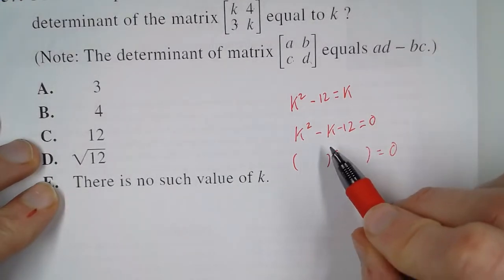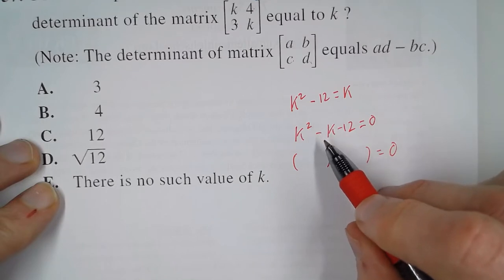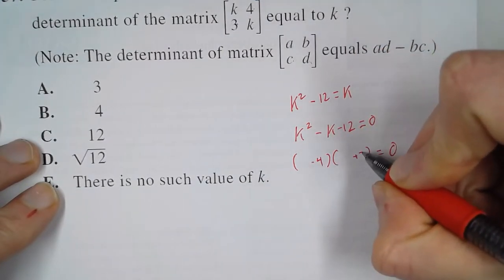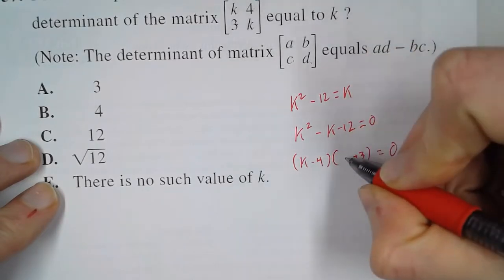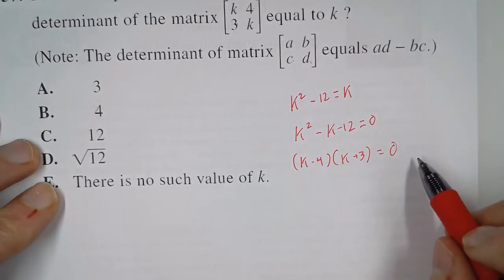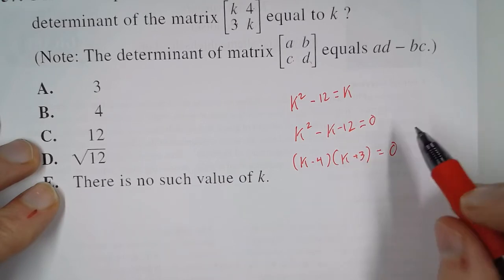So we need two numbers that multiply to negative 12, but add to negative 1. So that's going to be negative 4 and positive 3. So we get k minus 4 times k plus 3. Now, what we're doing is we're multiplying these and getting 0. So if I multiply any two numbers and get 0, what that tells me is one of these two numbers, or maybe both, is equal to 0.